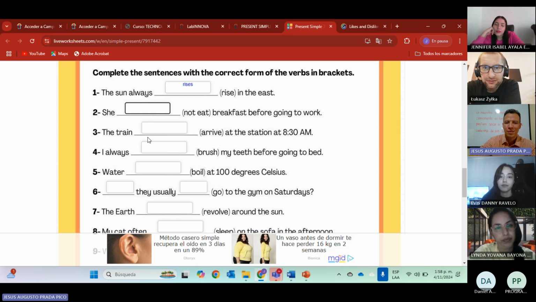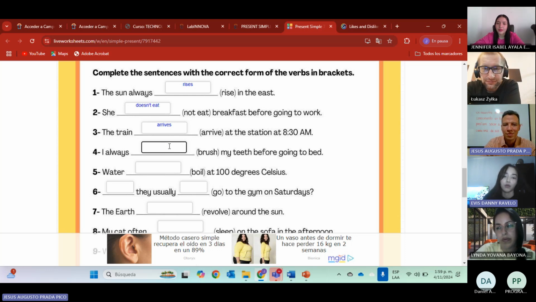She doesn't eat breakfast before going to work. So the next, the train arrives. It's still singular, so I add s and I say at the station at 8:30. So this is a fact, so for sure you use simple present.